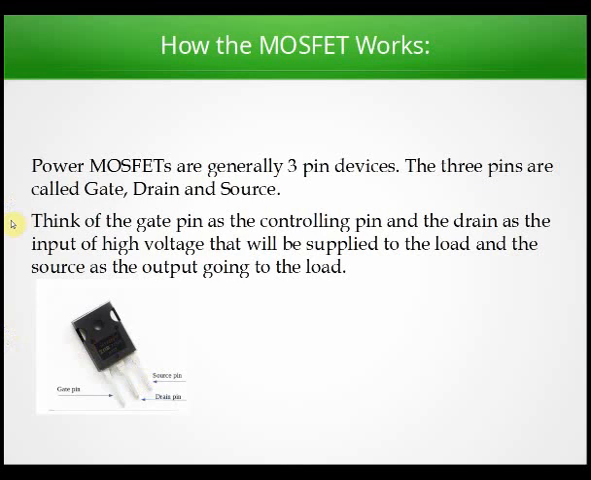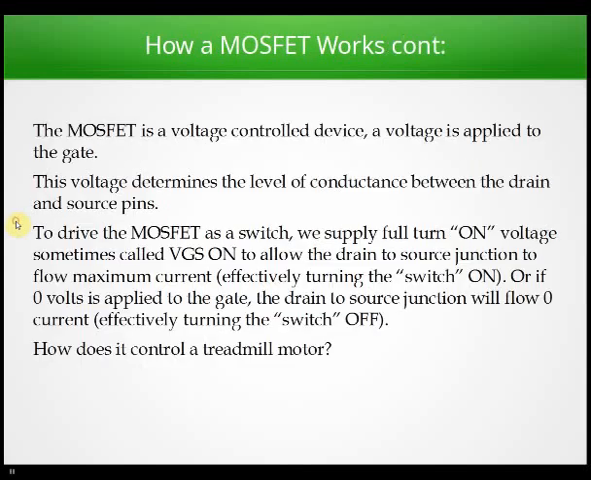Okay, think of the gate pin as the controlling pin, and the drain as the input of high voltage that will be supplied to the load, and the source as the output going to the load. The MOSFET is a voltage-controlled device. A voltage is applied to the gate. This voltage determines the level of conductance between the drain and source pins.